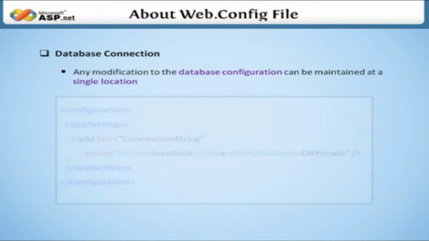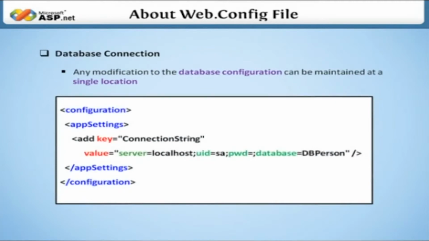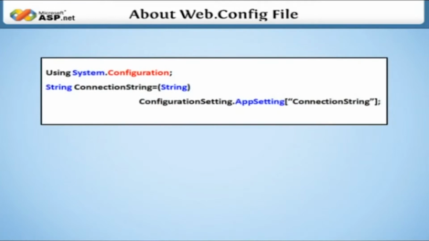Now then, let's see an example of the connection string which is stored in the Web.Config file. The connection string is referenced by key attributes, and here the key is connection string. The value attribute of the Web.Config file denotes the information about the database. Now then, let's see how to access the connection string from our ASP.NET web application. Here, the connection string contains the information about database connection. In the upcoming lesson, we'll talk about how to maintain session state and error handling in Web.Config file.